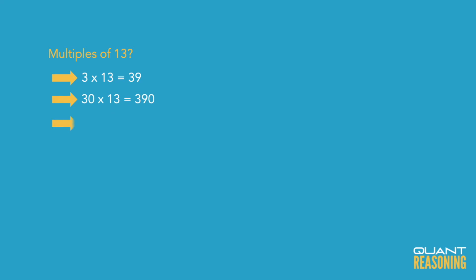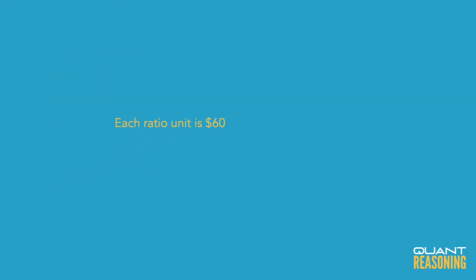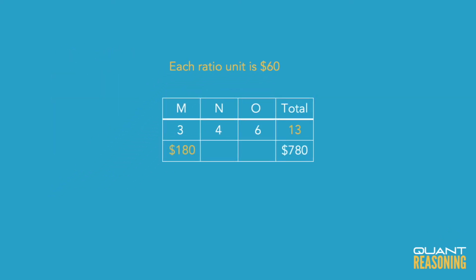and it just so happens that $780 is exactly double 390. So if 390 is 30 times 13, 780 would be 60 times 13. So now I'd say that each ratio unit is worth exactly $60, and M was paid 3 ratio units, or $180. So that's one way to solve it.